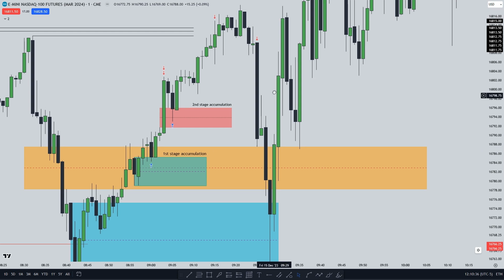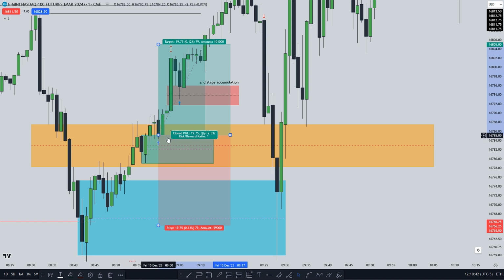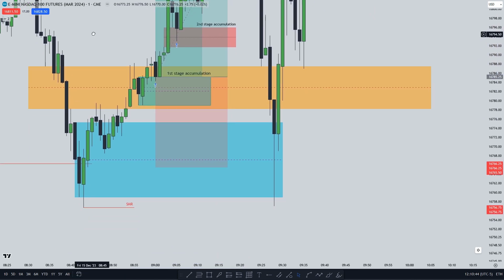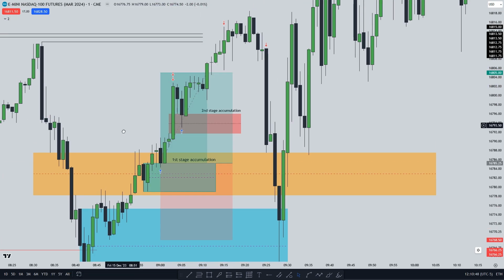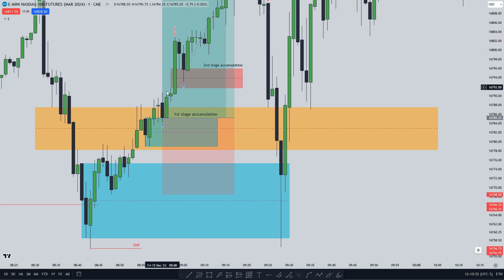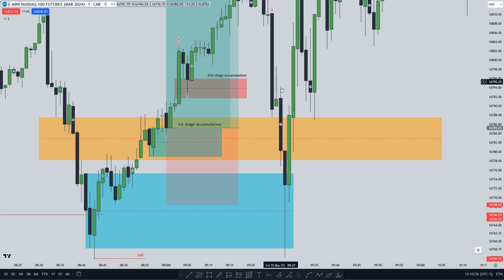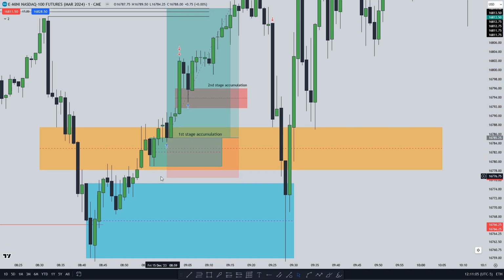And at the first stage accumulation, you could buy right at the top of the order block within the inversion fair gap. And then if you were to put your stop loss right here and target this low resistance liquidity area, it would only make a 1.69 risk reward ratio. So for that reason, I will put my stop loss at the low of the order block or below the inversion fair gap.